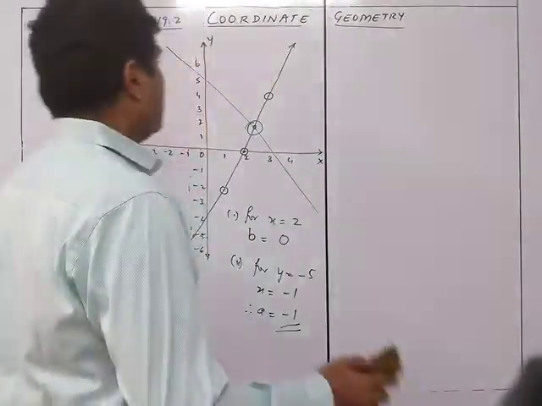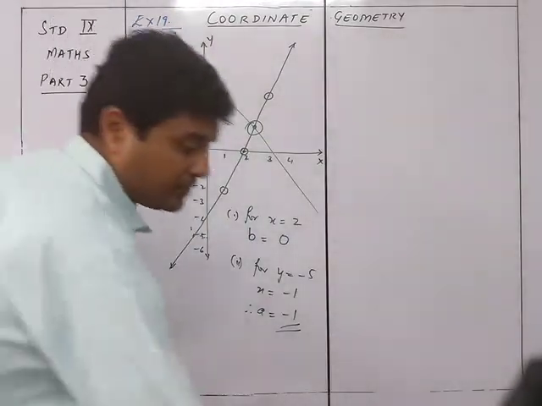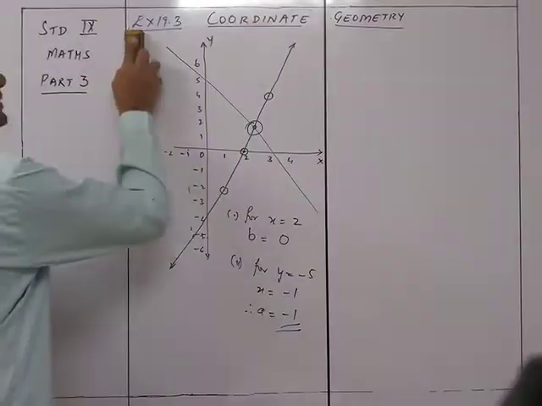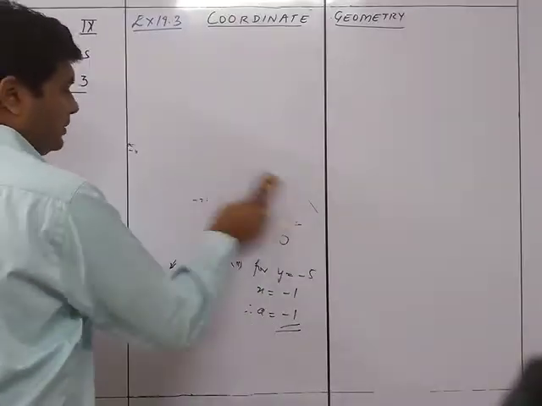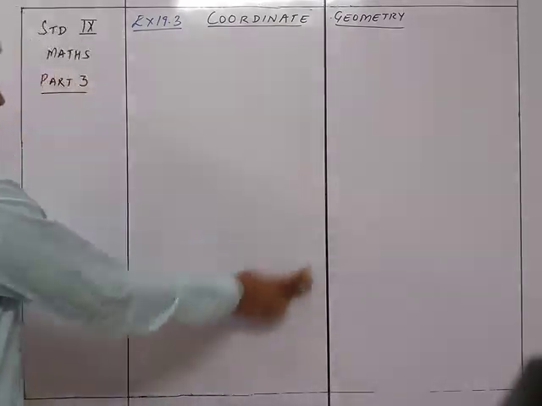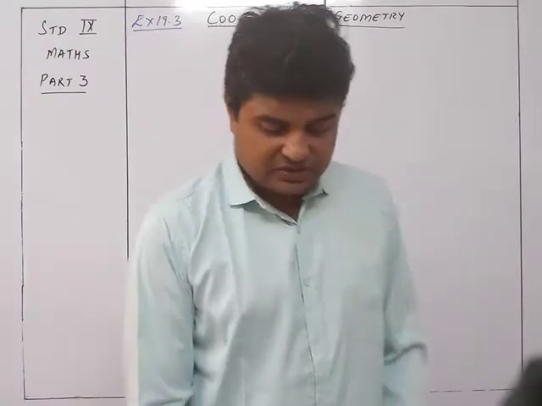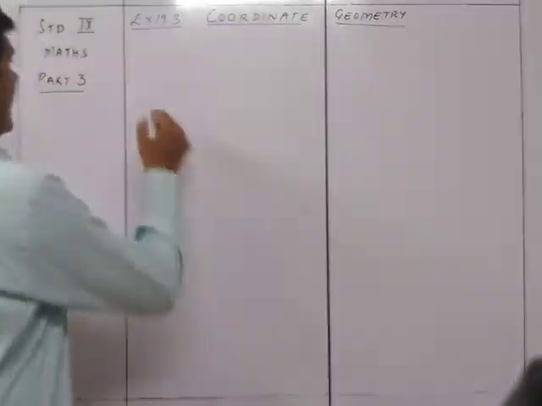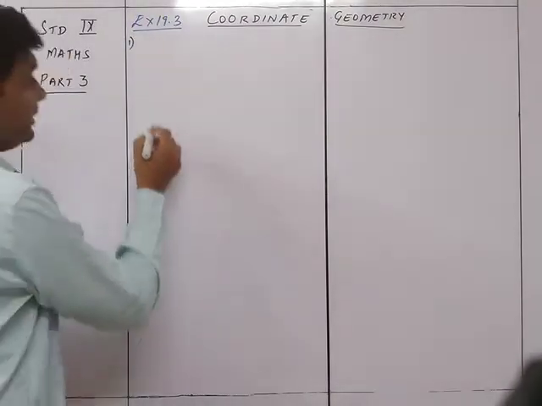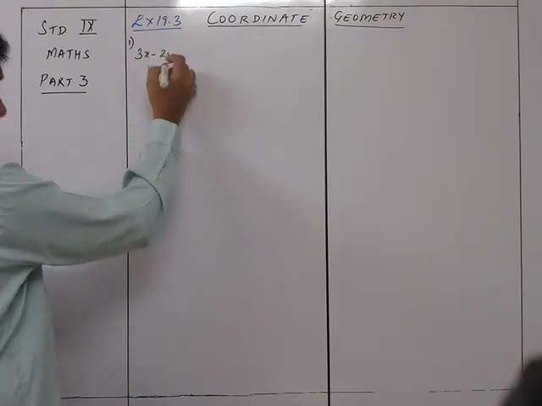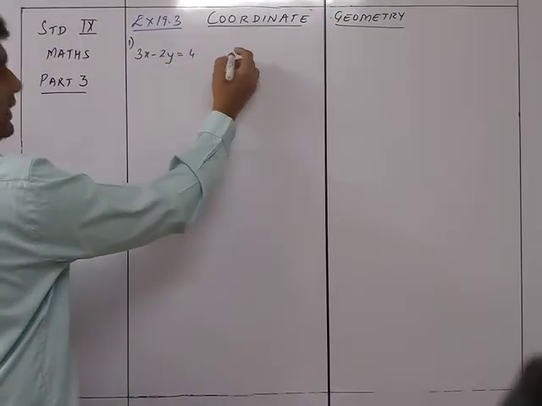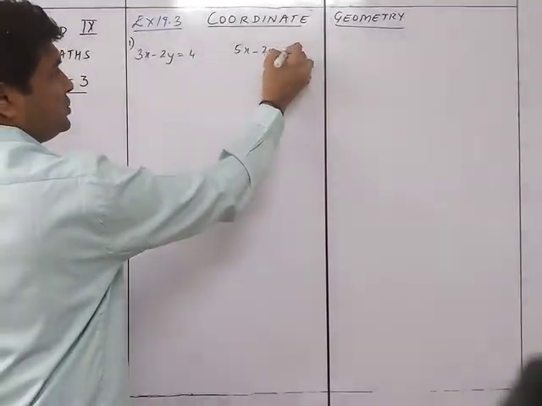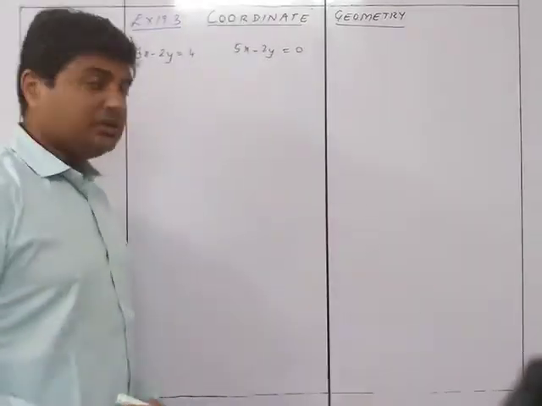So we now move on to exercise 19.3. Let's start with the sums. There's nothing new in this, so we are just starting with the exercise. We have got two equations here. Question 1 is 3x minus 2y is equal to 4, and secondly 5x minus 2y is equal to 0. Okay, this is what you have got.